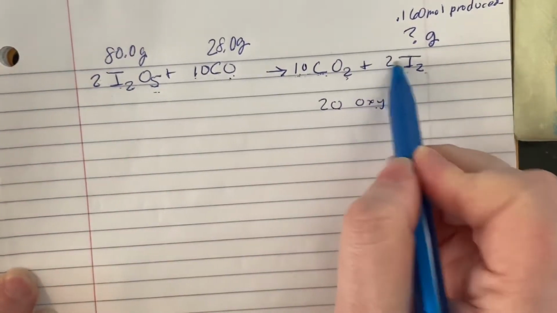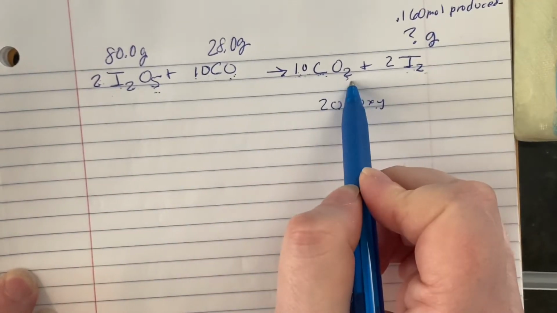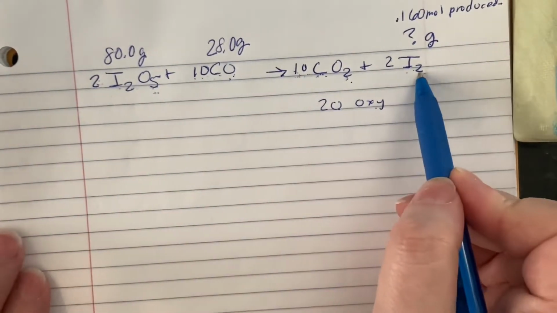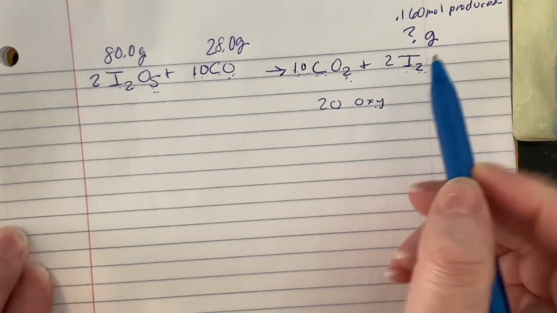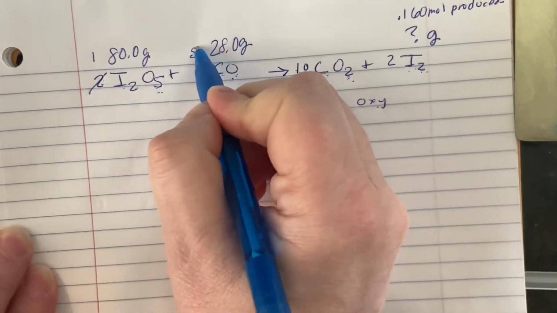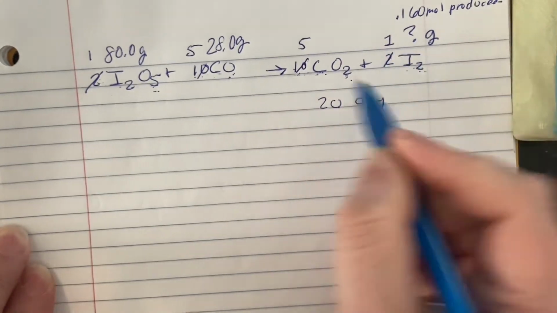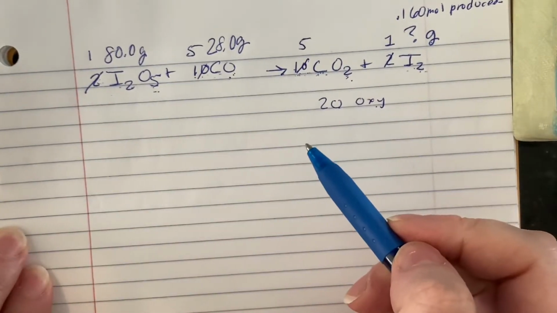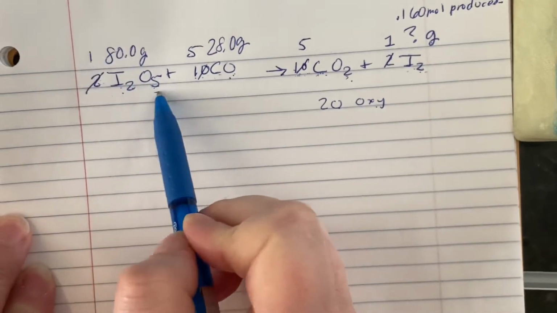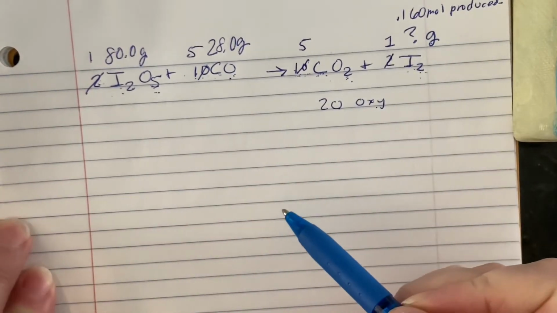Now I have 4 iodines, 20 oxygens, 10 times 2, 20 oxygens, 10 carbons, 10 carbons. But as you can see, everything is even, which means I now have to go through and divide everything by 2, because I did one extra step. So if you can do it without doing the extra step and then having to simplify, great. That'll save you a little bit of time. So now I know that there's 1 I2O5 plus 5 COs yields 5 carbon dioxides and 1 iodine.